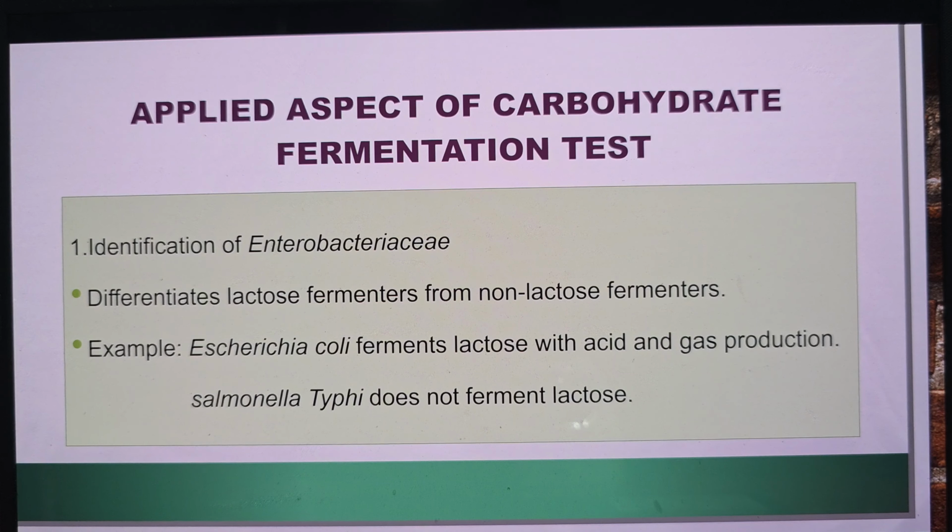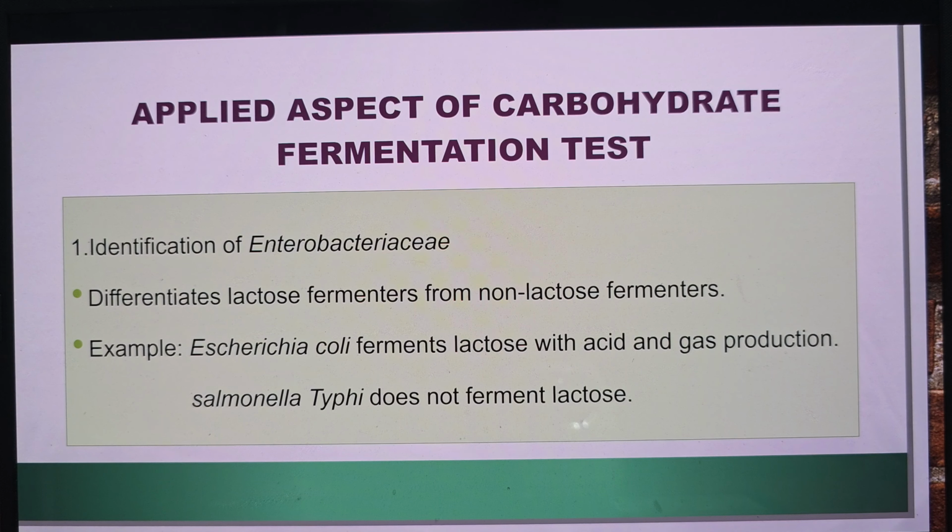Applied aspect of carbohydrate fermentation test. First, identification of Enterobacteriaceae. Differentiates lactose fermenters from non-lactose fermenters. Example, Escherichia coli ferments lactose with acid and gas production. Salmonella typhi does not ferment lactose.